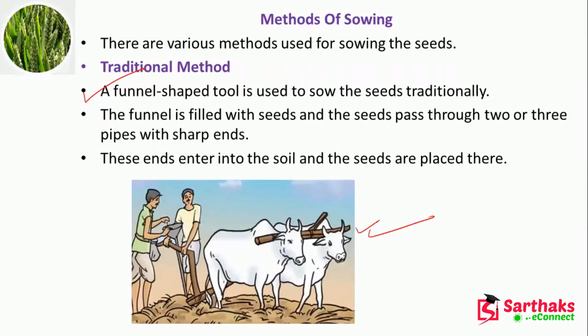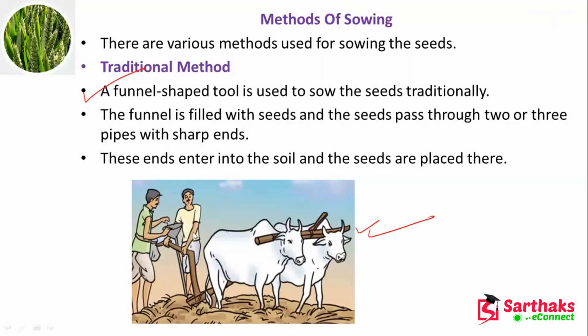So, methods of sowing. There are various methods used for sowing seeds. Our ancient Indians used traditional methods, because at that time modern tools were not available. A funnel-shaped tool was traditionally used to sow the seeds. The funnel is filled with seeds, and the seeds pass through two to three pipes with sharp ends, and these ends enter into the soil and the seeds are placed there.